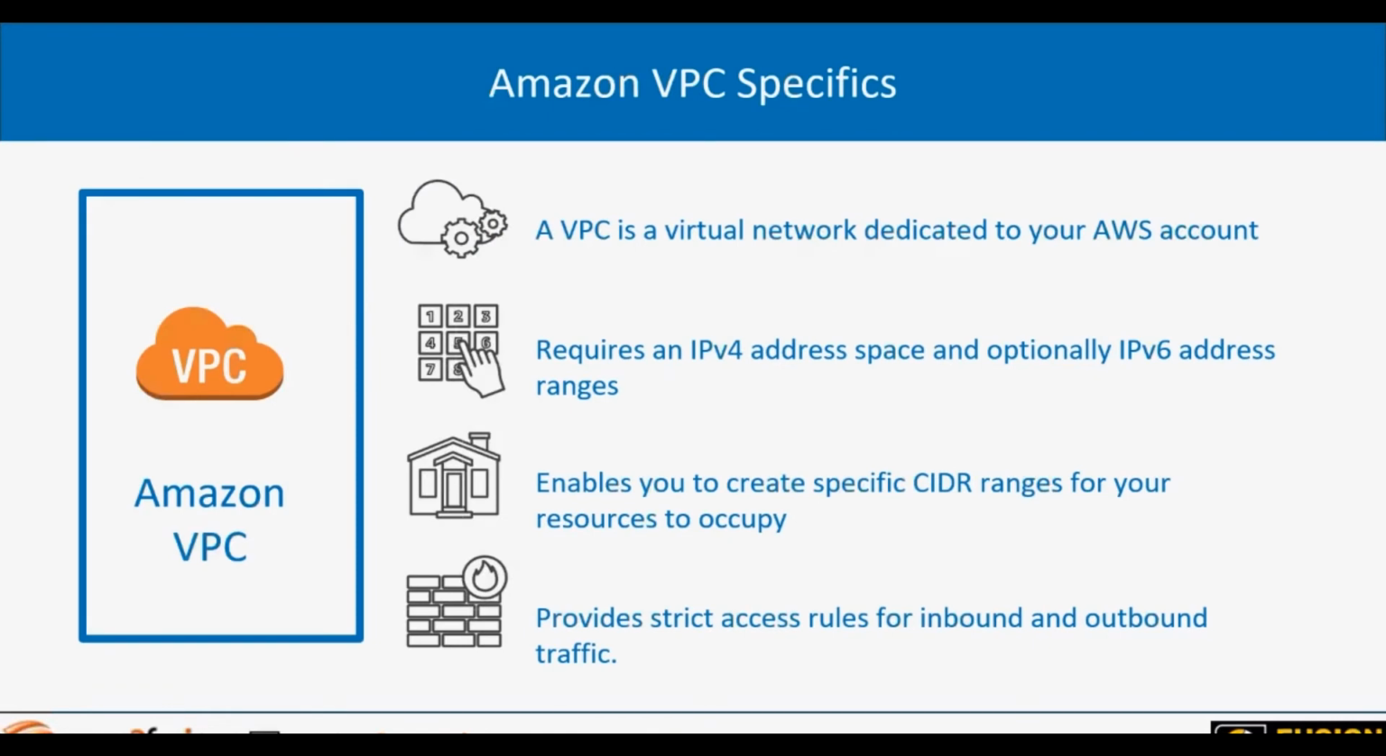So a VPC is a virtual network dedicated to your AWS account. If you log into your AWS account and want to create your infrastructure, the first thing you have to do is create a VPC. Within that VPC only, you can start creating the resources. So VPC is the first thing you have to create, a virtual network dedicated to your AWS account.